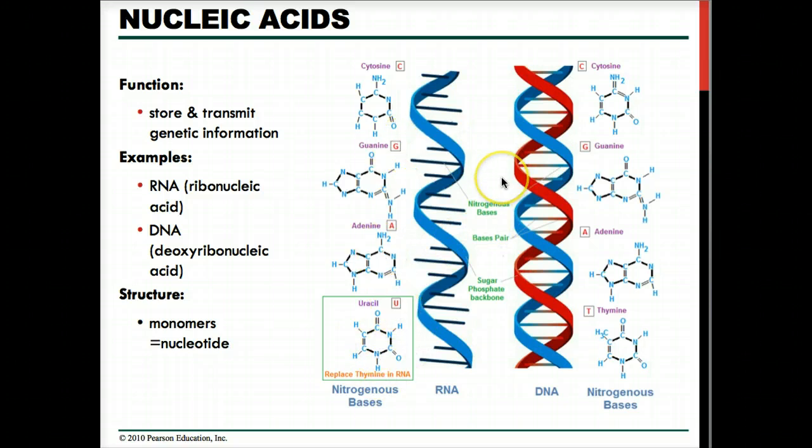You'll notice there are a few differences in these, though, as well. They both have cytosine. They both carry guanine. They both carry adenine. But RNA has uracil in it, and DNA has thymine in it, right? And if you actually look at the structure, you'll notice there are different side chains coming off over here.